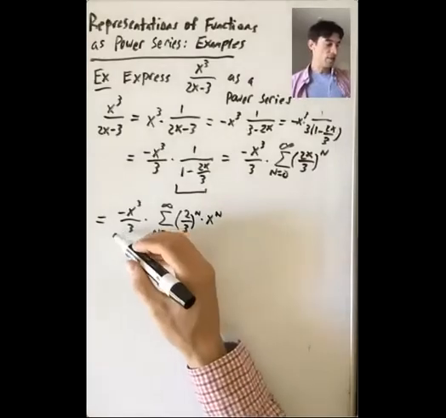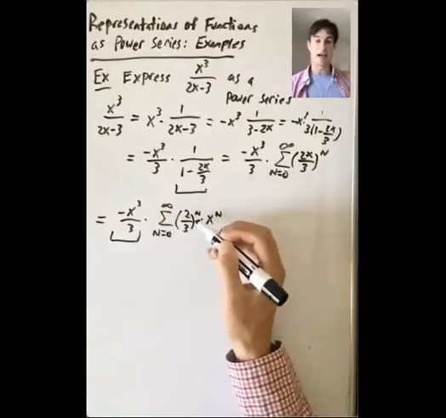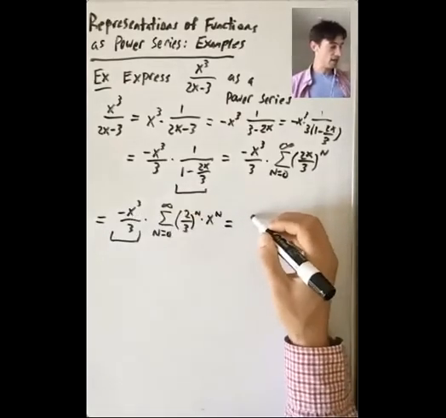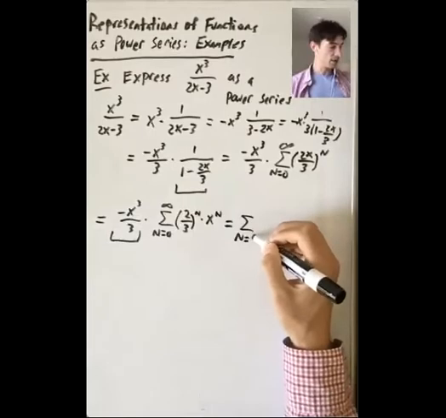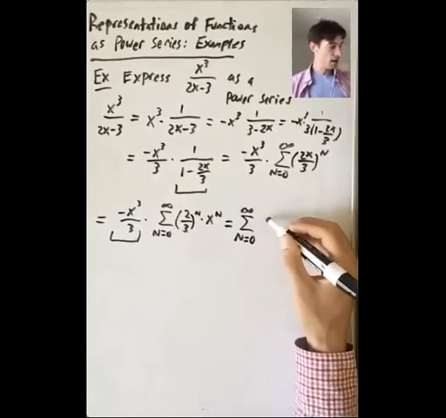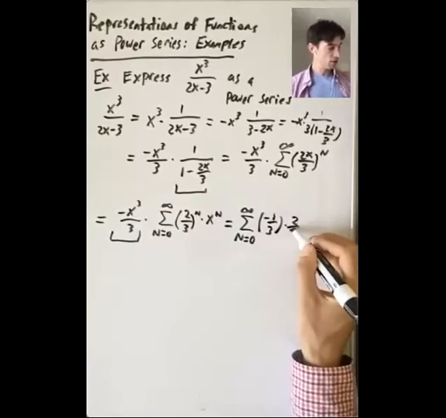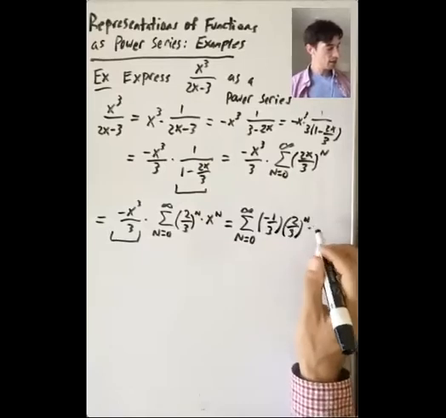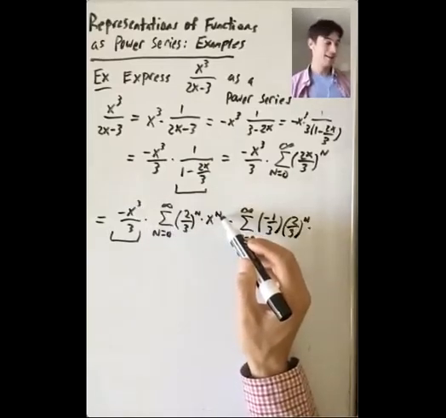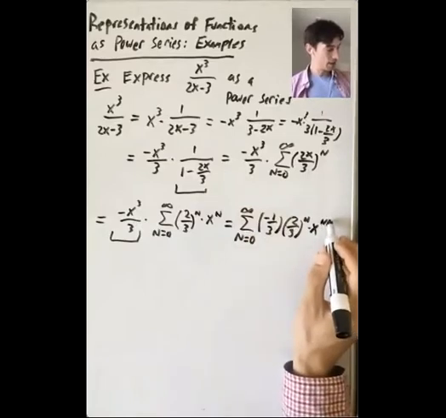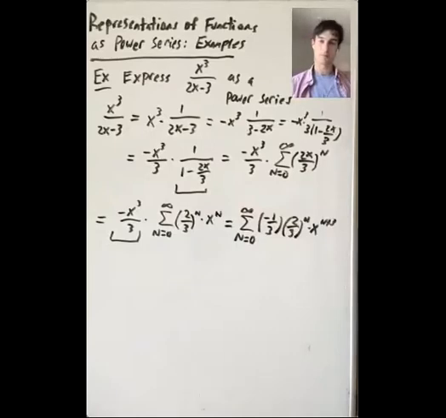And the normal thing to do with power series is to put everything inside the series. So what we get here is a sum from n equals 0 to infinity of, one way to say it, minus 1/3 times (2 over 3) to the n times x to the n. We're multiplying by x to the third, so we get x to the n plus 3. Okay, so this is one way to write this as a power series.